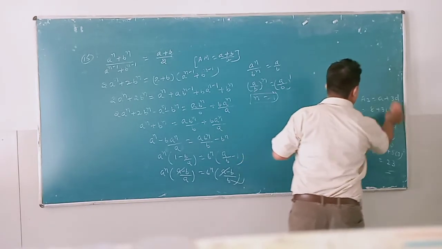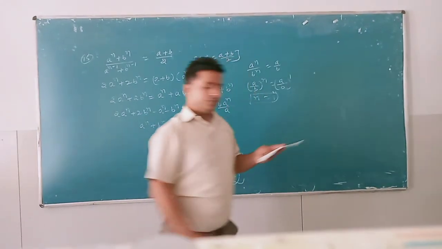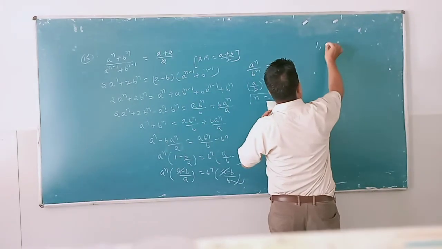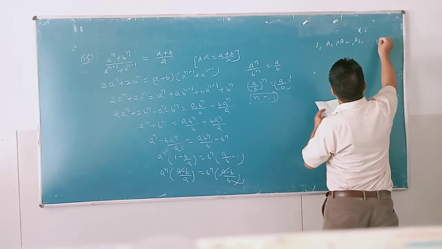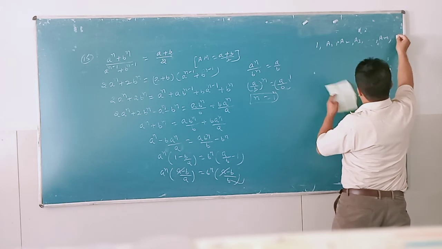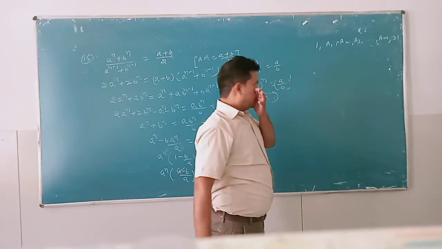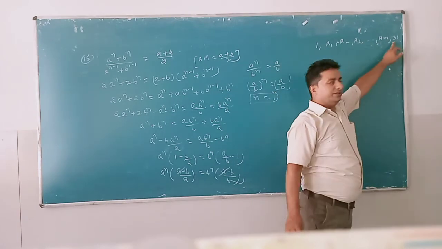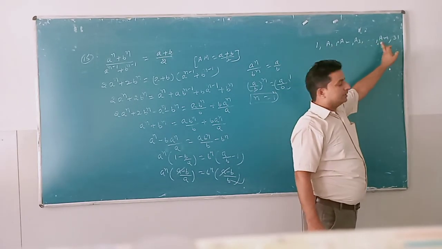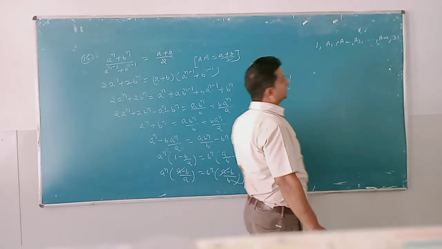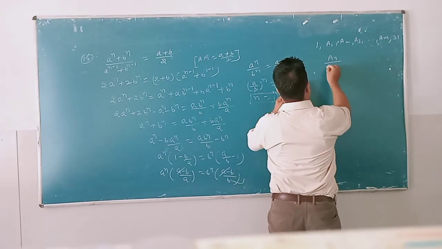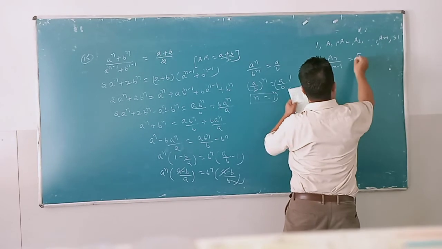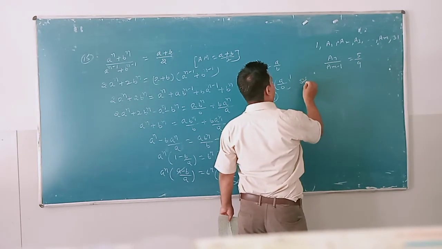In the next question, the statement is: between 1 and 31, m arithmetic means are inserted, that is a1, a2, a3, up to am, and 31. The m terms are inserted so that the resulting sequence is in AP and the ratio of the 7th to the (m-1)th mean is 5/9. We are required to find the value of m.